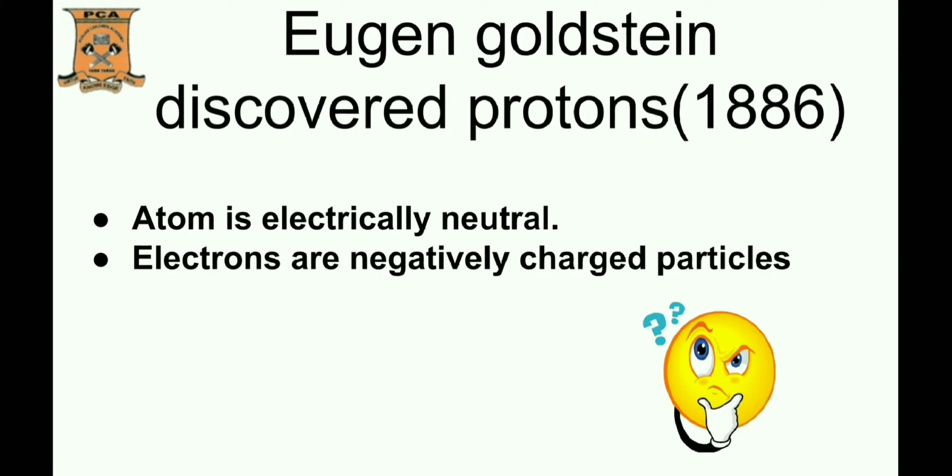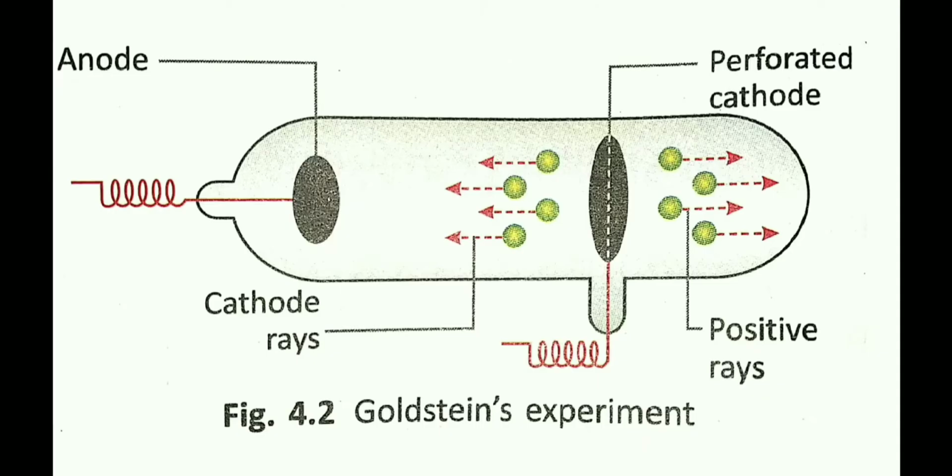And these positively charged particles were discovered by Eugen Goldstein in 1886, which led to the discovery of protons. That is how the protons were discovered. So, he conducted the experiment in the same way as J.J. Thomson did. He made the cathode perforated, means there are a certain number of holes inside the cathode plate which is connected to the negative terminal of the battery, and the glass tube was filled with gas, and he passed a very high voltage at low pressure.